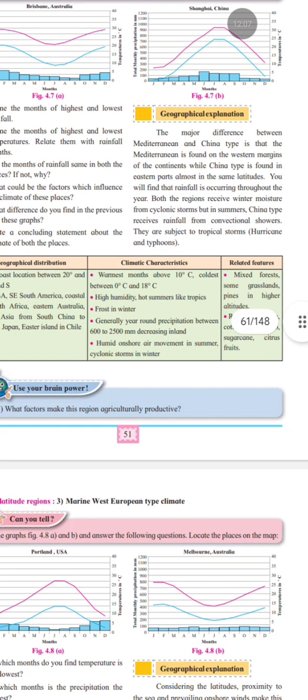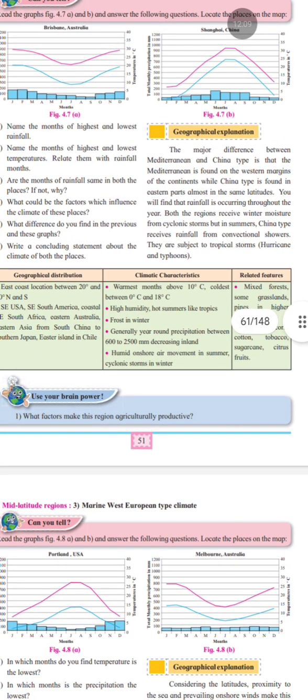So, in this, just one thing to remember is that China type climate means eastern coast, rainfall throughout the year, and hot humid summer. It has characteristics like it is on the eastern coast, it has rainfall throughout the year, and hot humid summer.